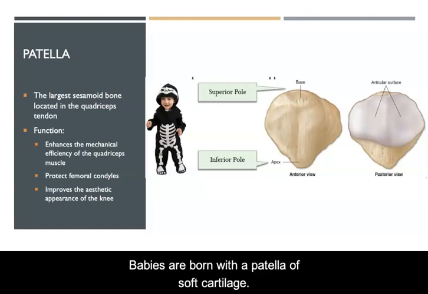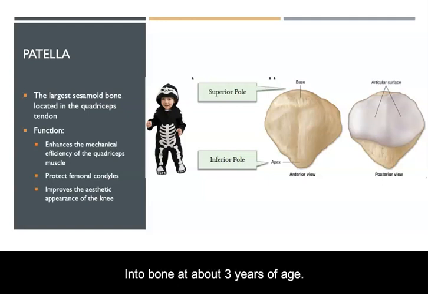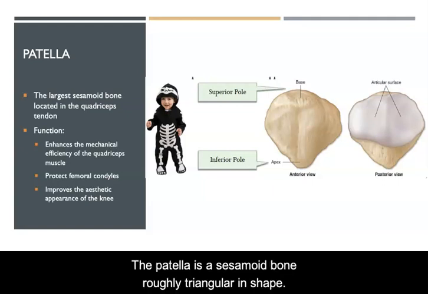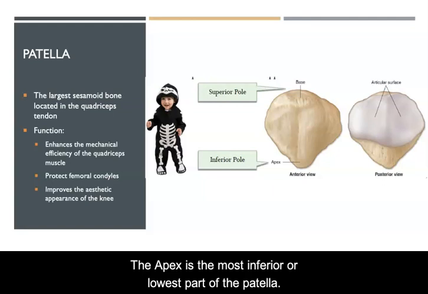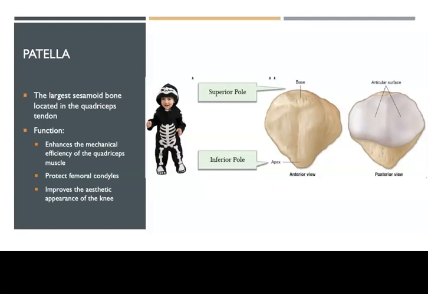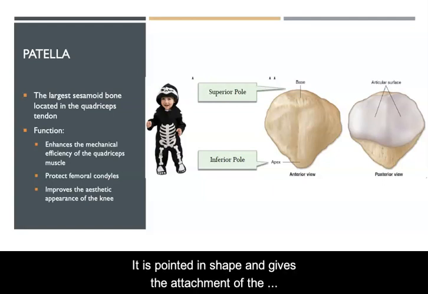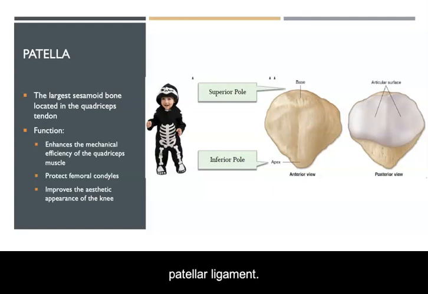Babies are born without a patella, only soft cartilage, which begins to ossify into bone at about 3 years of age. The patella is a sesamoid bone, roughly triangular in shape, with the apex of the patella facing downwards. The apex is the most inferior or lowest part of the patella. It is pointed in shape and gives the attachment of the patellar ligament.